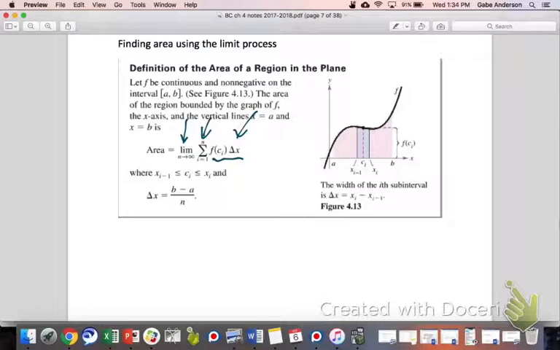Delta x, like if you refer over here to the page, it says delta x is that difference right there. So that's delta x. In relation to that little shape in the region there, what is delta x?